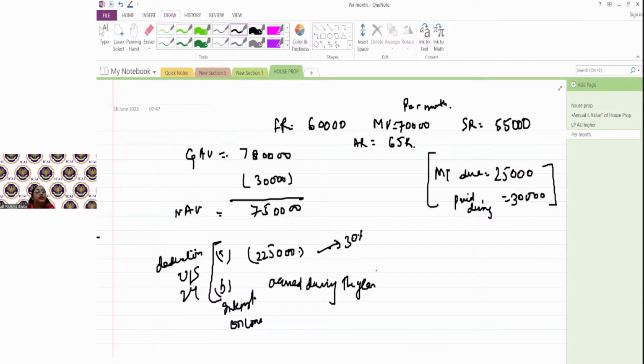Ma'am, loan किसके लिए लेना है? Loan property के लिए लेना है. जिस property के लिए loan ले रहे हो, उसी property का interest minus होगा. Okay?